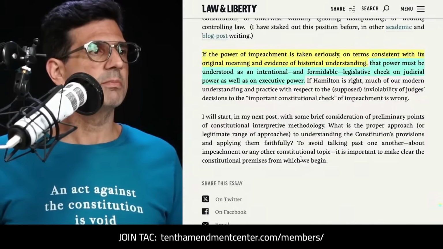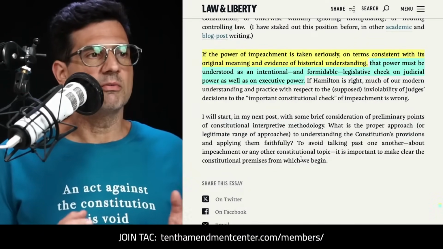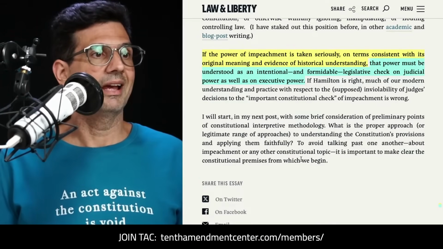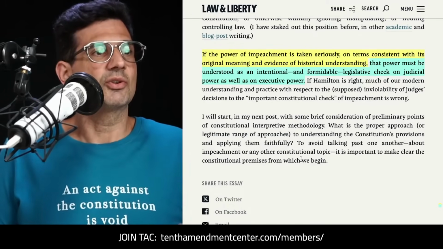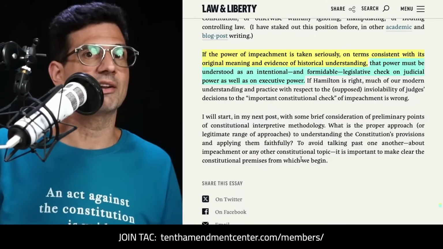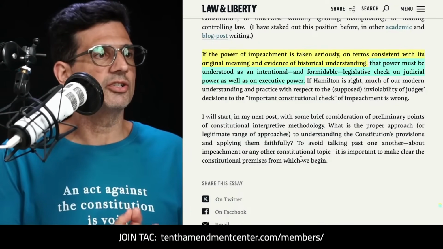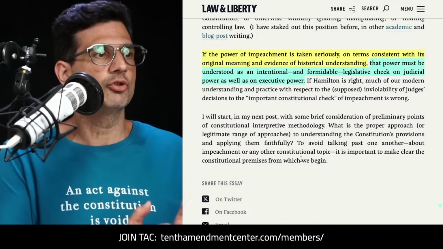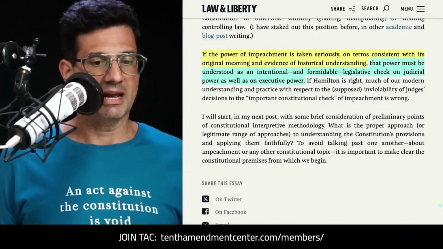But here's what most people miss. And back to Paulsen. If the power of impeachment is taken seriously, and that's a big caveat, that big if there, and on terms consistent with its original meaning and evidence of historical understanding, another big if, but we're trying to correct that here today, that power, he wrote, must be understood as an intentional and formidable legislative check on judicial power as well as on executive power.